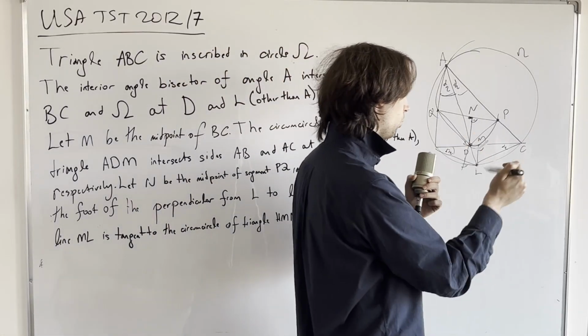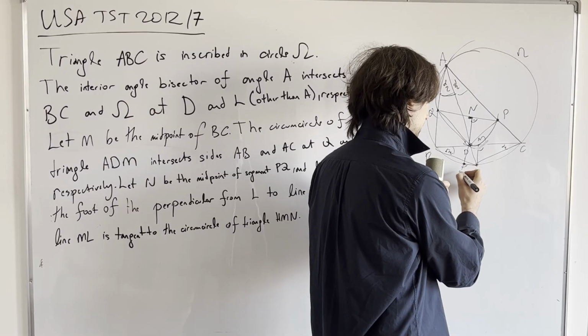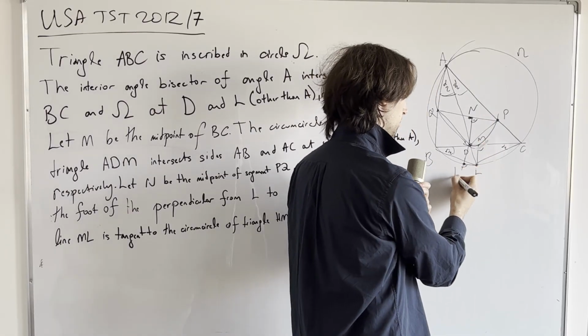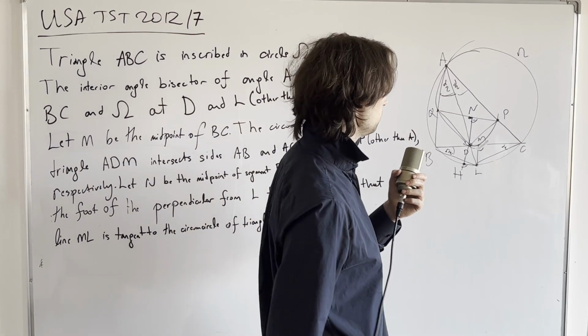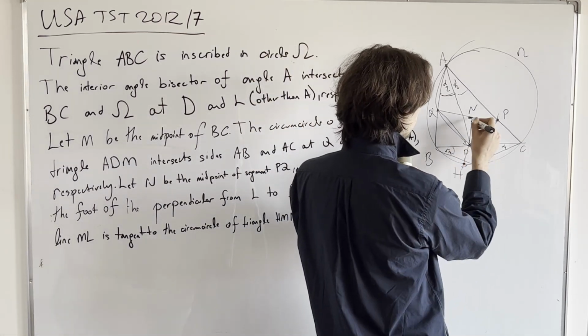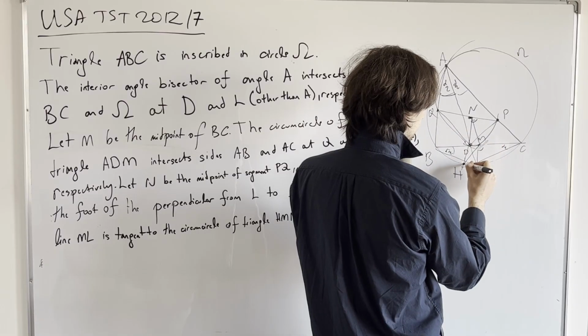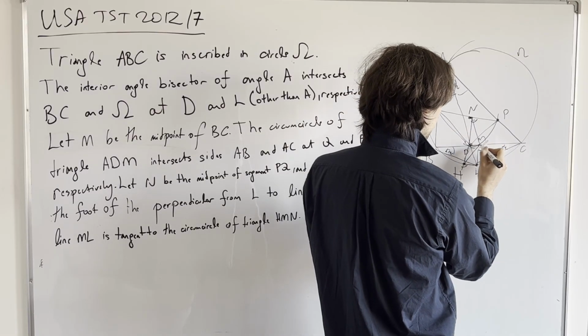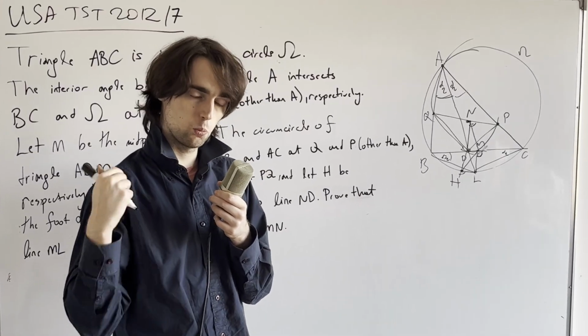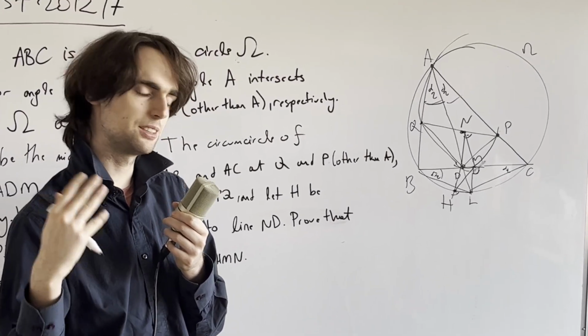So now let's see first, what would we need if we call this point H? It looks like it's on the circle, but it could be a bad diagram. So we want to prove that ML is tangent to HMN, so that this here is tangent. If this were true, what would that mean? Pause for 5 minutes and figure that out.